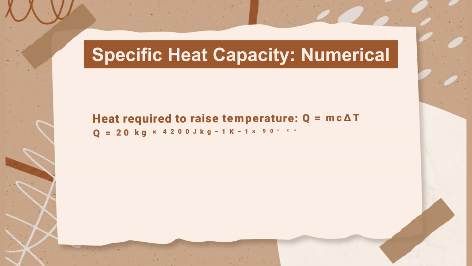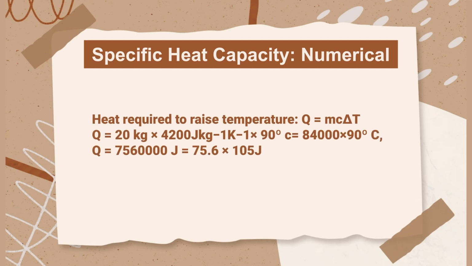So the heat required would be, as I told you, mc into delta T. M is 20 kg, C is equal to 4200 joules per kg per Kelvin, and delta T is 90 degrees. So basically we will get about 7,560,000 joules, which is 75.6 into 10 raised to the power 5 joules, as the heat required. So now you are able to calculate yourself how much heat is required for raising the temperature of water from 10 degrees to 100 degrees.